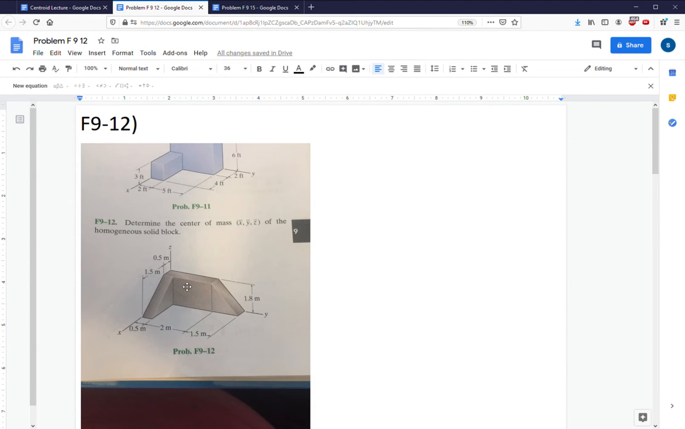For a rectangular prism, the centroid is easy to find. It's always halfway. Halfway in this direction, halfway in this direction, halfway in this direction. For a triangular prism, we could find the centroid of the prism itself through integration. But for a right triangle, we can use the trick that the centroid of a right triangle is 1/3 of the distance from the corner point. So 1/3 of the distance this way is the x component, and 1/3 of the distance this way is the z component.